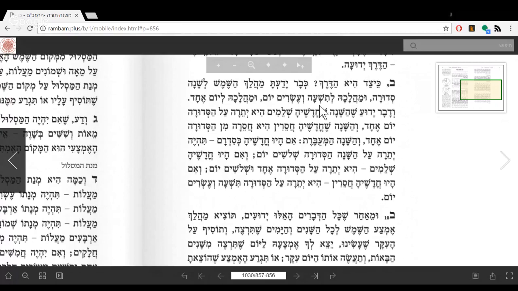And if its months were missing, 353 days, then it's going to have 383 days, 29 days more than the 354 days of the Sedura. That's how long each of these years is going to be.